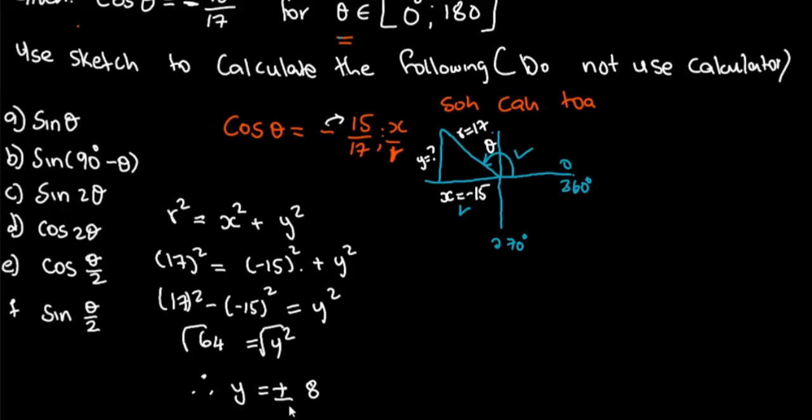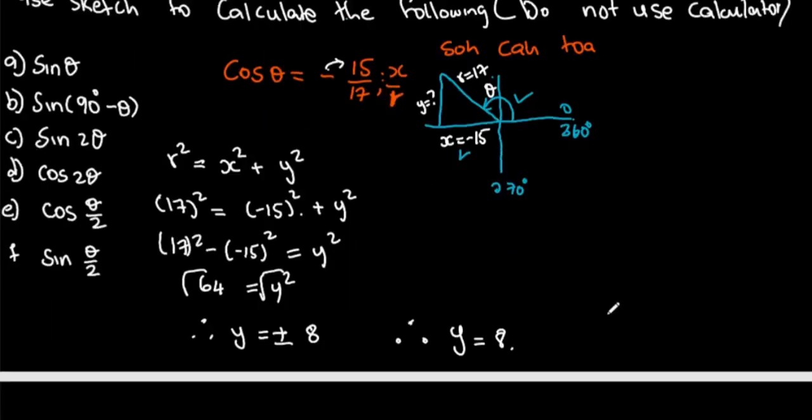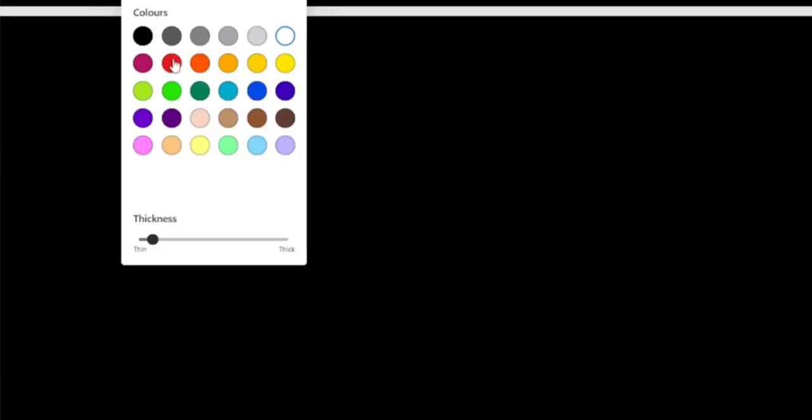If it's plus or minus 8, we need to choose. Look at y. This is in quadrant 2. How are your y values? Your y values are positive. Therefore, we're going to conclude and say y is equal to positive 8. Now that we have everything, we can start by redrawing our diagram and answer the following questions. Let's first put our diagram on the board. So this is the diagram. The diagram is in quadrant 2.